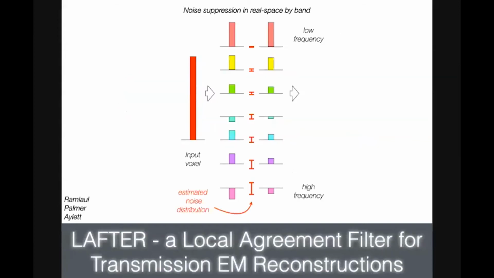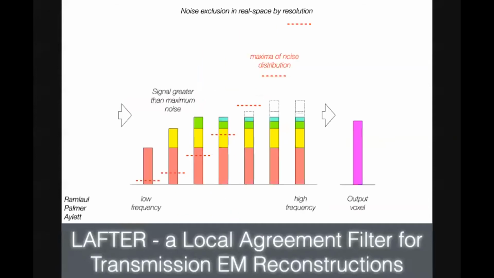So what we did was we set out to make a filter, which we called LAFTER, that handled this better by looking at this as a signal to noise ratio in real space as opposed to resolution in Fourier space. So we take an input voxel and we weight all of the input voxels at each resolution shell according to the probability that they are still part of this noise distribution. And then we truncate each voxel in real space at the highest resolution that its signal is still greater than the maximum of the noise distribution.